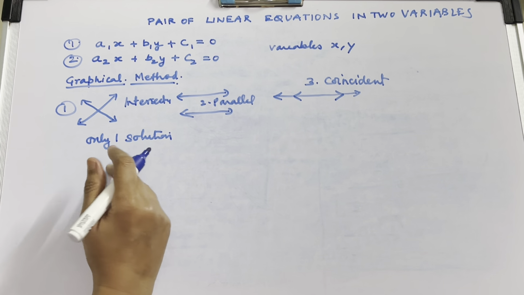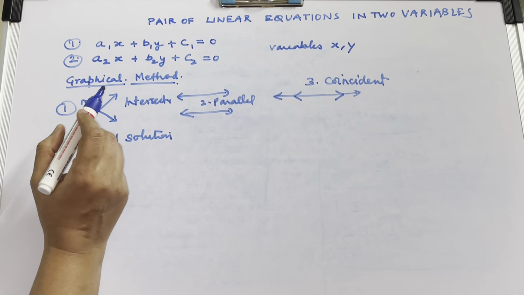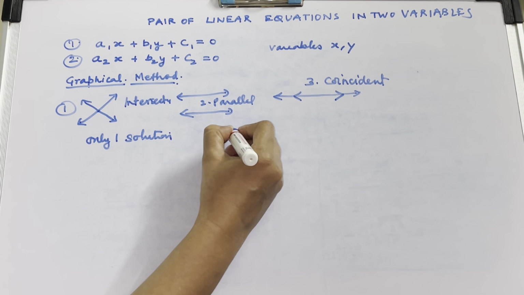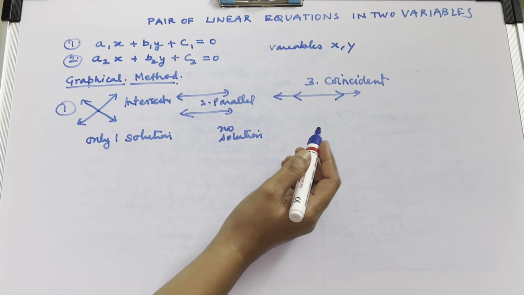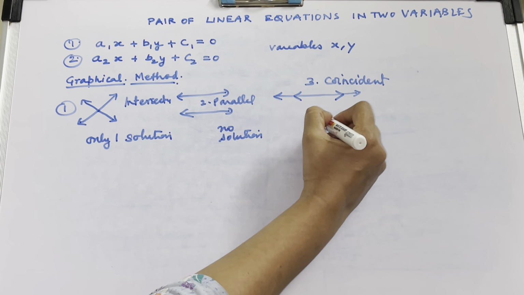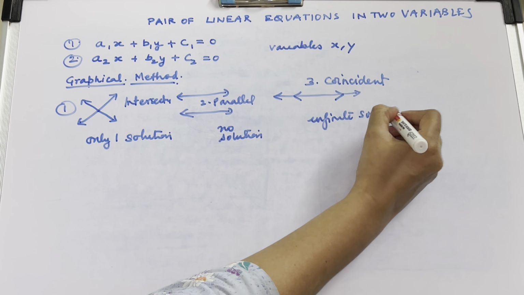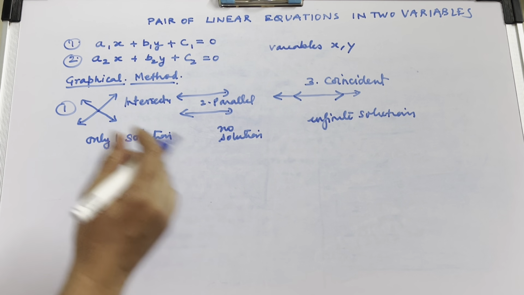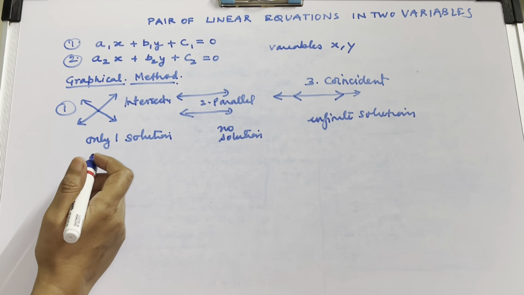Now, intersecting lines will have only one solution as they are meeting at one point. The parallel lines do not meet at all, so there will be no intersecting point, so no solution. And the coincident lines are lying one above the other, so there are infinite solutions, because there are many intersecting points. Now, we can also express the relationship between the coefficients of these lines.